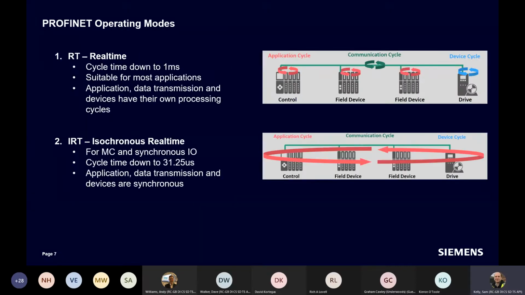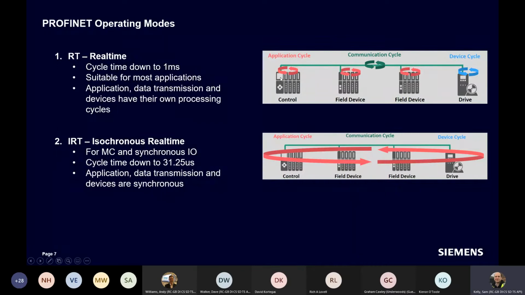So these are the two Profinet operating modes I was talking about. We've got our real time and we've got our IRT. With real time, this is going to be the majority of your industrial applications, probably 90% plus. We have a cycle time down to 1 millisecond, and we can see here that the application cycle, the communication cycle, and each individual field device have their own individual processing cycles.